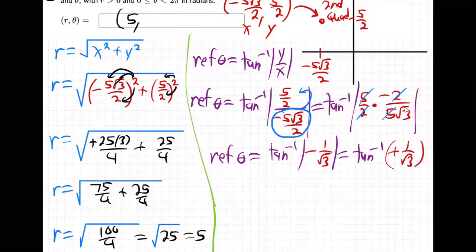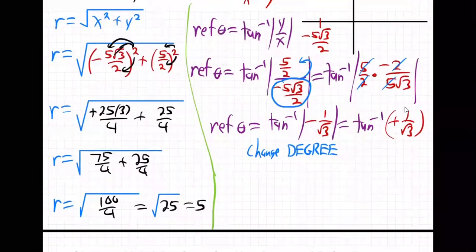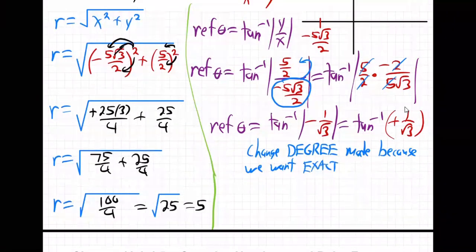Now, here's the trick. Here's what I really want to tell you. Change to degree mode. You might say, why, Mr.? We're trying to get a radian answer. I know. And that's where we're going. But change to degree mode on your calculator because we want an exact answer. Did you notice that they want an exact answer, not a decimal?